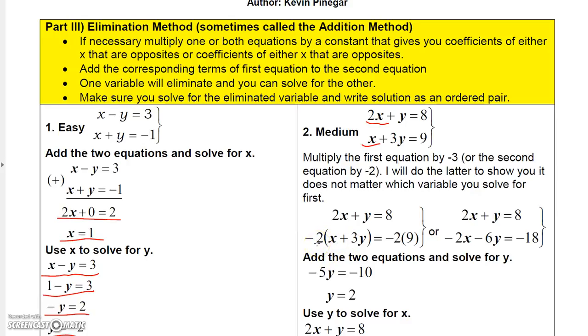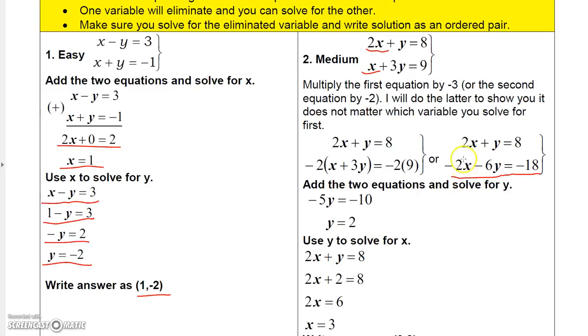So -2 times everything here, the second equation is going to become -2x minus 6y equals -18. And then when I add these together, the x's cancel, and then I get y plus -6y is -5y, and then on the right 8 plus -18 is -10, and then when you solve, divide by -5, you get y equals 2.